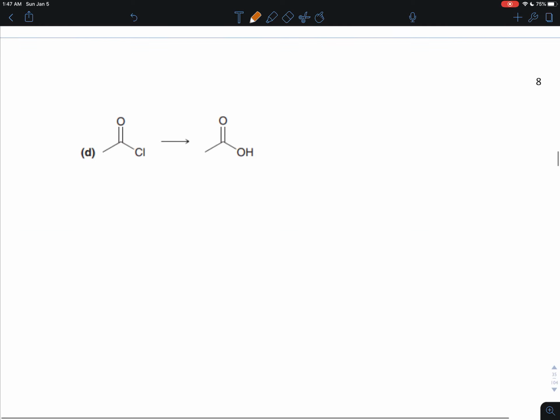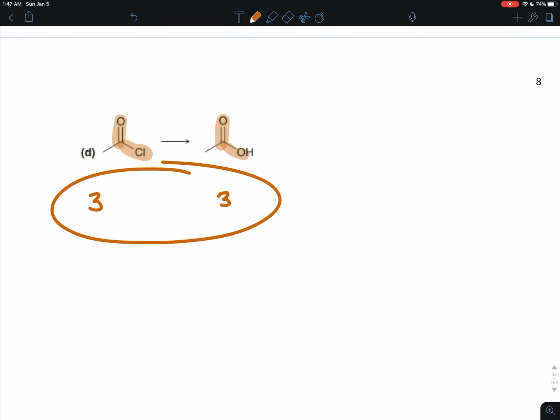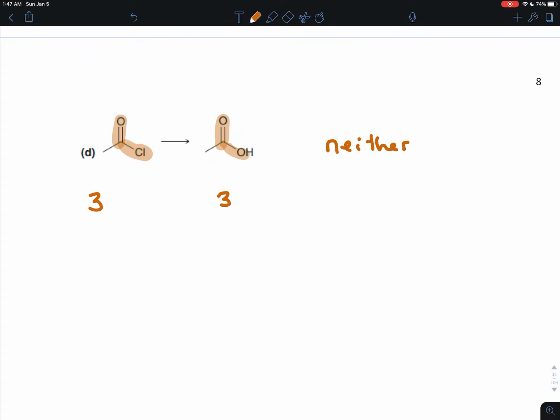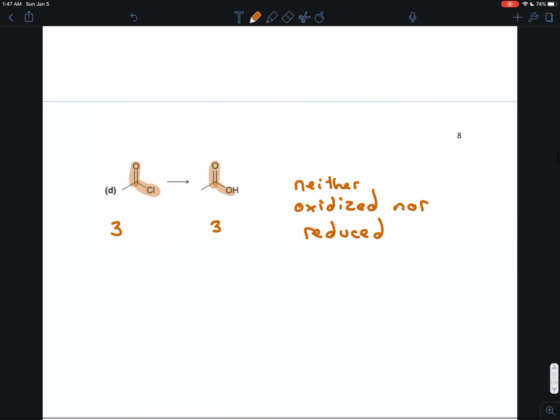Okay, let's try D. Here we have 2 bonds to an electronegative atom going up and 1 going to the right, so we have 3 total. On the right we have 2 bonds to an electronegative atom going up and 1 to the right. So again we have 3 total. Notice that the specific electronegative atom doesn't matter. It could be chlorine, it could be oxygen. The important thing is the number of bonds to an electronegative element. And because it doesn't change here, this is neither oxidized nor reduced.